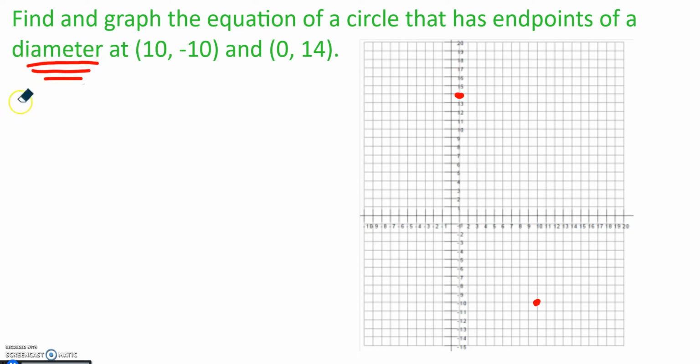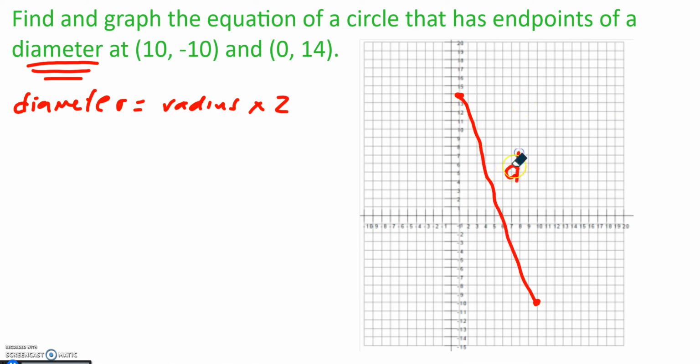Remember from your geometry days that your diameter is really your radius times 2. And so what you have is a very big circle. This is the diameter. So your circle, again, this is not going to be perfect, but your circle is going to be quite large, and that represents the diameter of your circle there.